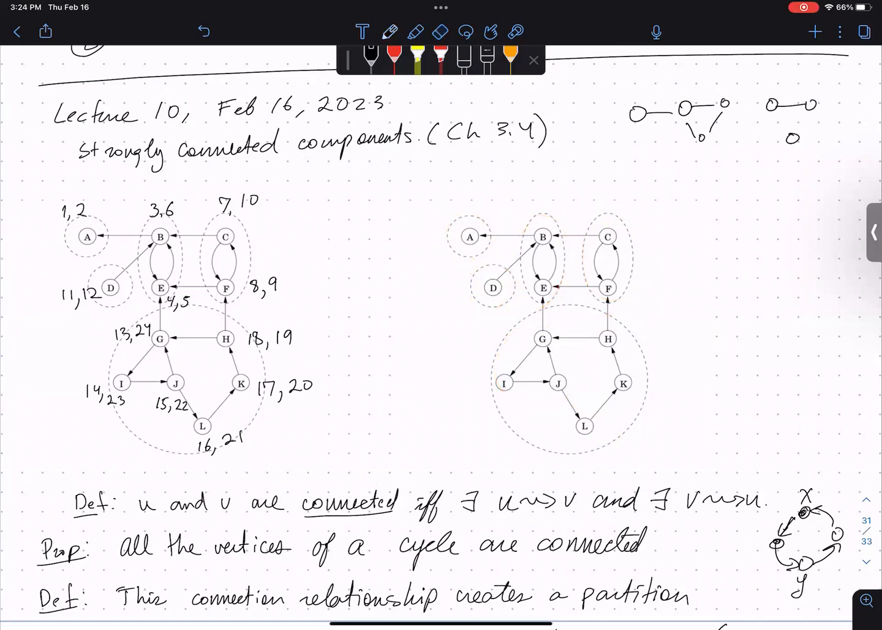Let's see. So put an edge from A to D. Let's see what changes. All of a sudden, now I can find a cycle, like this is a cycle. So I can tell you then everything there is connected. So that edge would allow me to merge those components together.